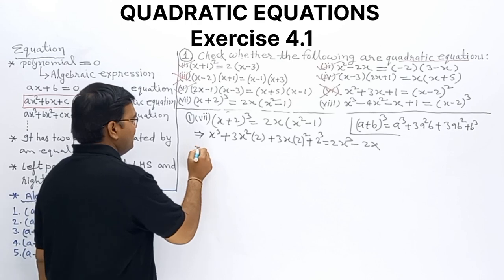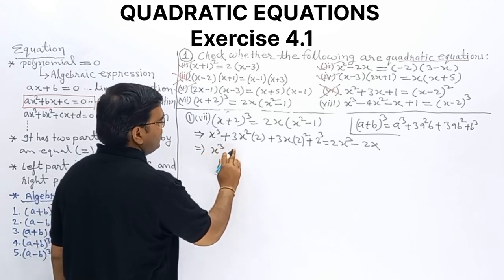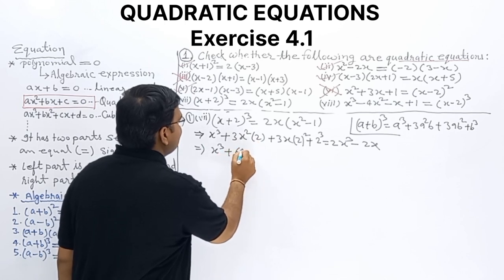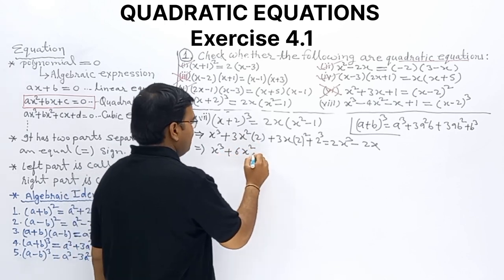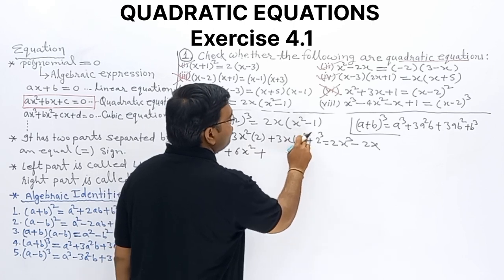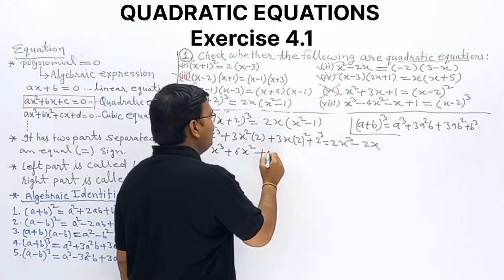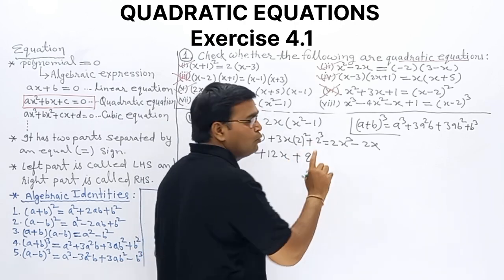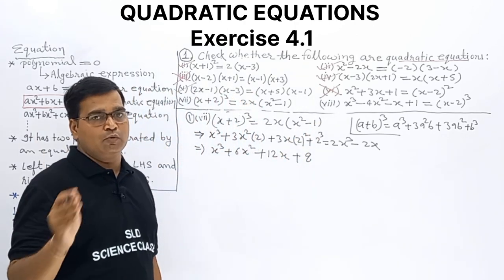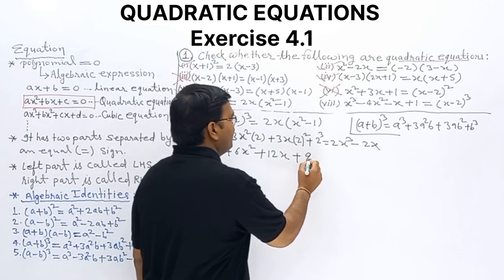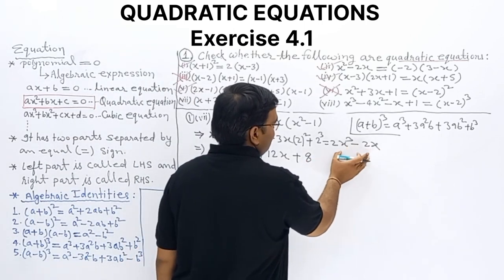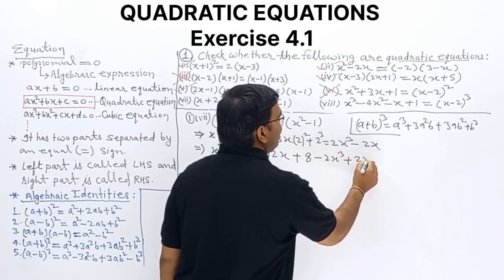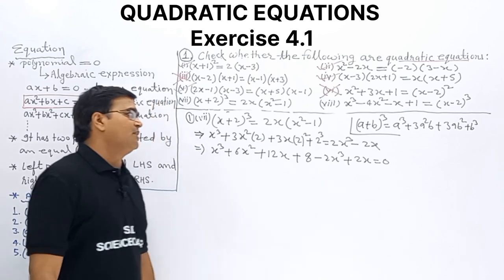Now solve. x cube. Do the calculation carefully. 3 into 2, 6, plus 6x square plus 2 2s are 4, 4 into 3, 12x plus 8. 2 cube is 2 into 2 into 2, 2 2s are 4, 4 2s are 8. And bring these terms to the left side. Minus 2x cube plus 2x equal to 0.